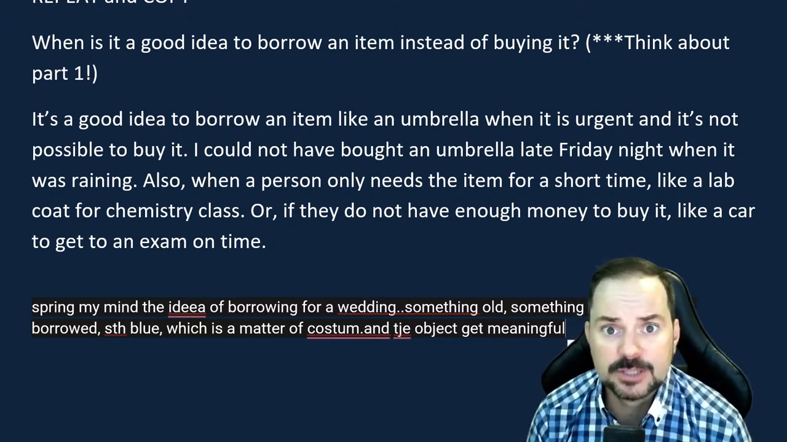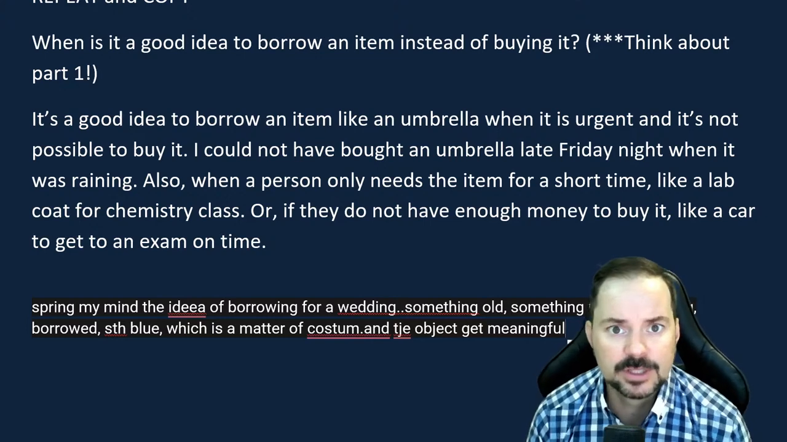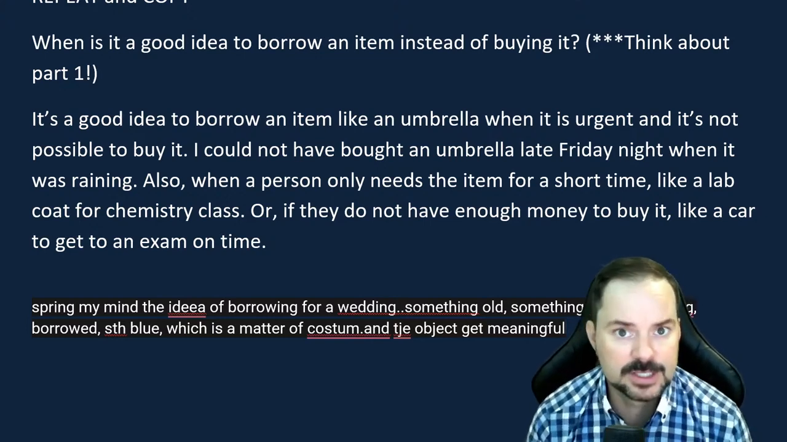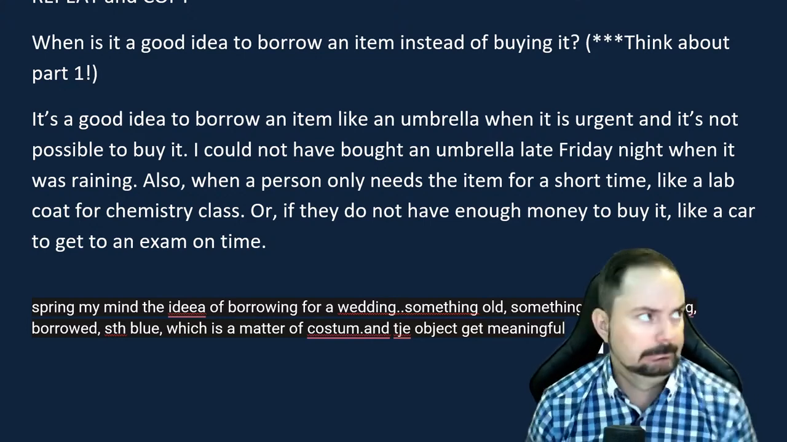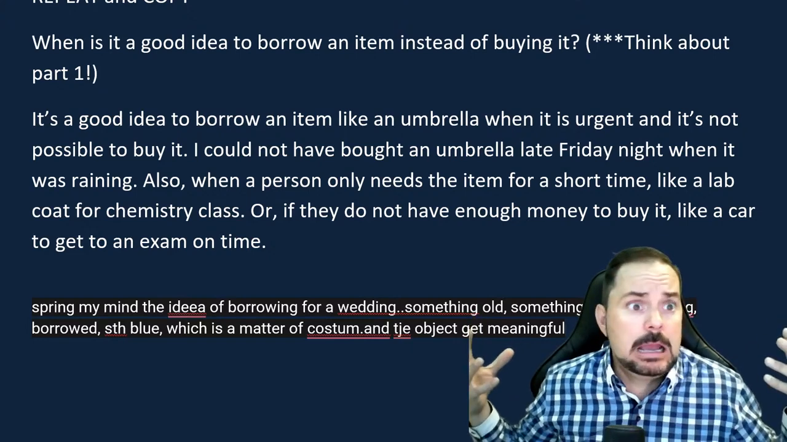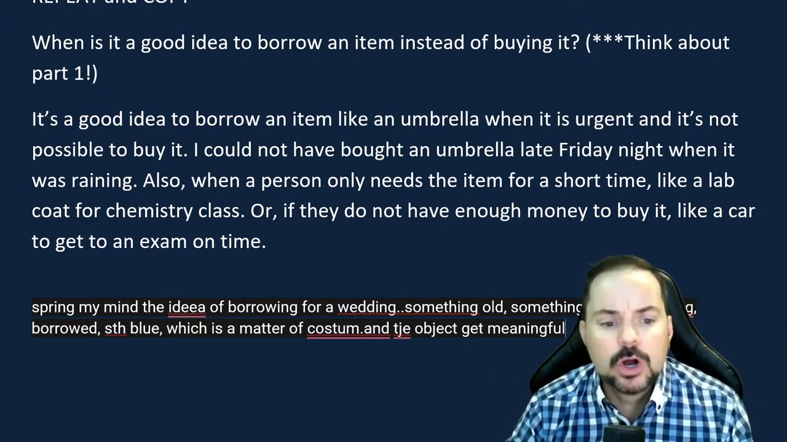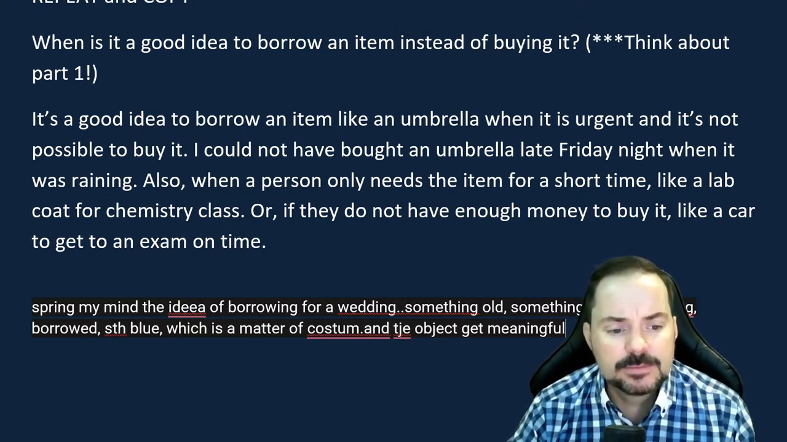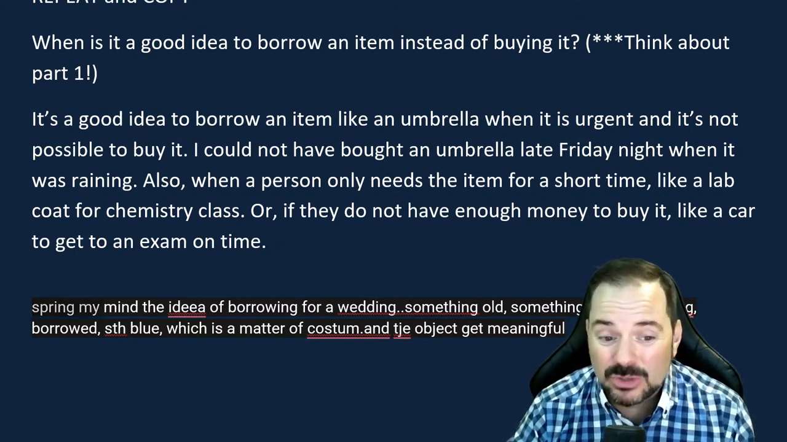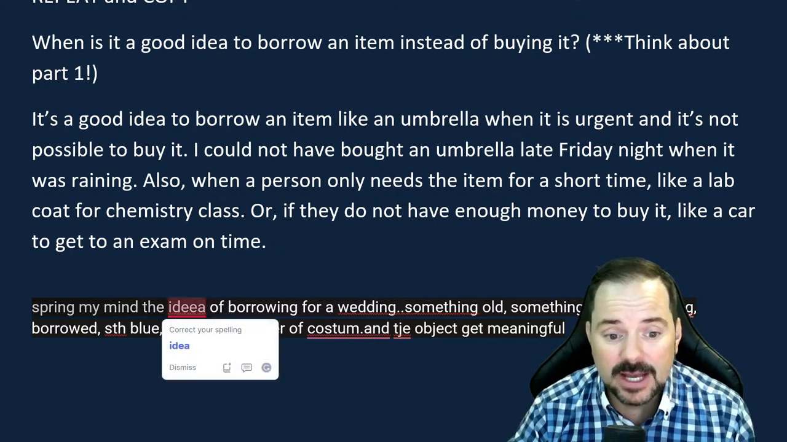It's big, it's blue, it's red and round. It's not up, it's not down, but it's inside and out. What is it? Romelia, don't force idioms, especially when you're not using it correctly, like spring my mind the idea.